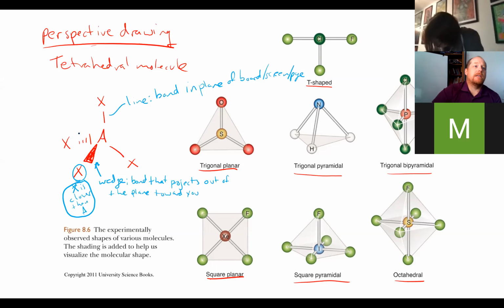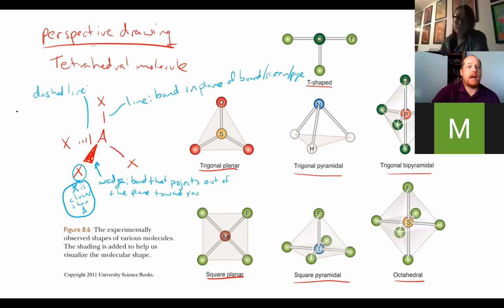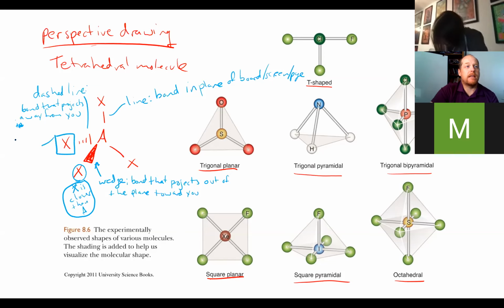Right, so this X right here is closer than A. Okay. And the other one that we have is this dashed line. Okay, and so the dashed line is a bond that projects back away from you. Right, so you could say into the plane of the page or into the board. So actually the key here is when we look at this X, that X is farther away than A.